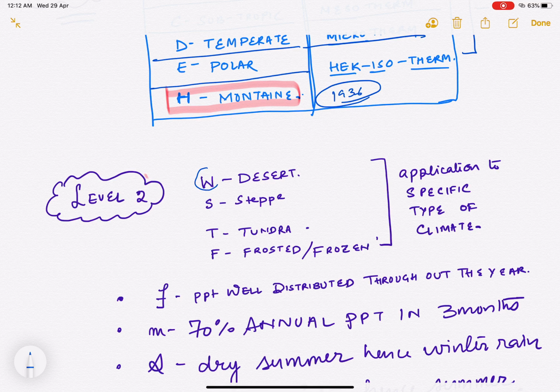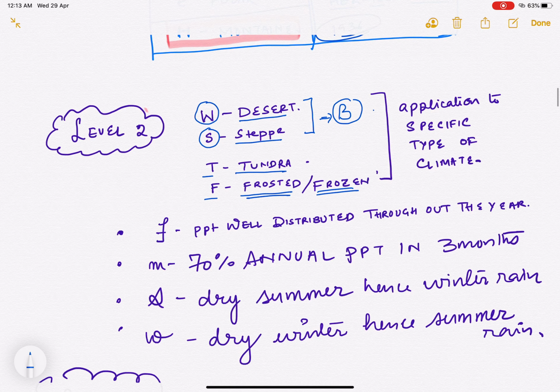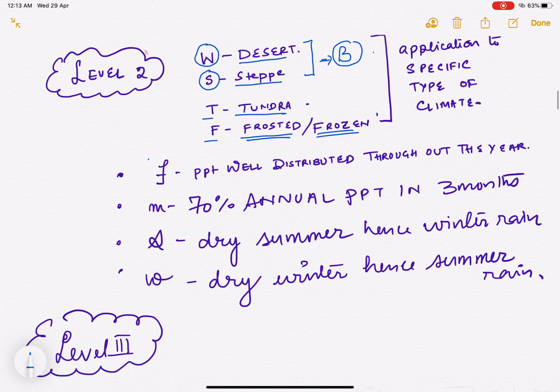For level 2 symbols, first we use W and S. W is for desert and S is for steppe. These two symbols are used only for your B type of climate. Next, we have T for tundra, F for frost. Frost is nothing but frozen. Next, again we have the F type of symbol. F means precipitation well distributed throughout the year.